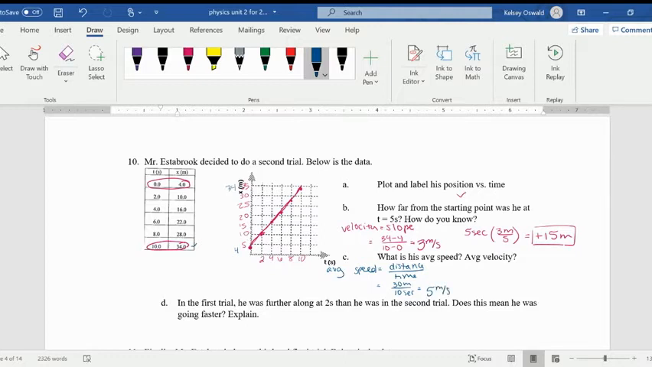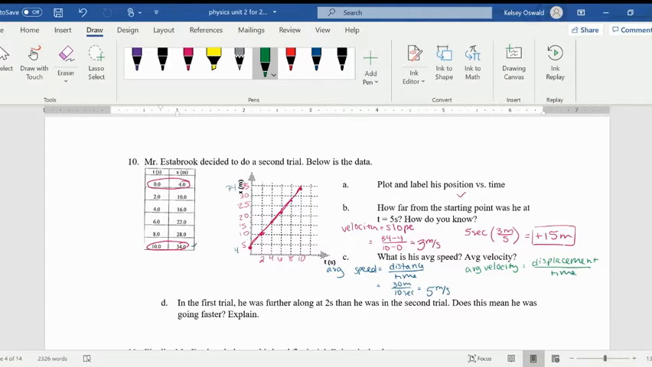Okay, so what this tells us is each second our object is traveling 5 meters in any direction. That is different than our average velocity, because our average velocity is going to take into account the direction that our object is traveling. Okay, and we're going to find average velocity by doing displacement over time.